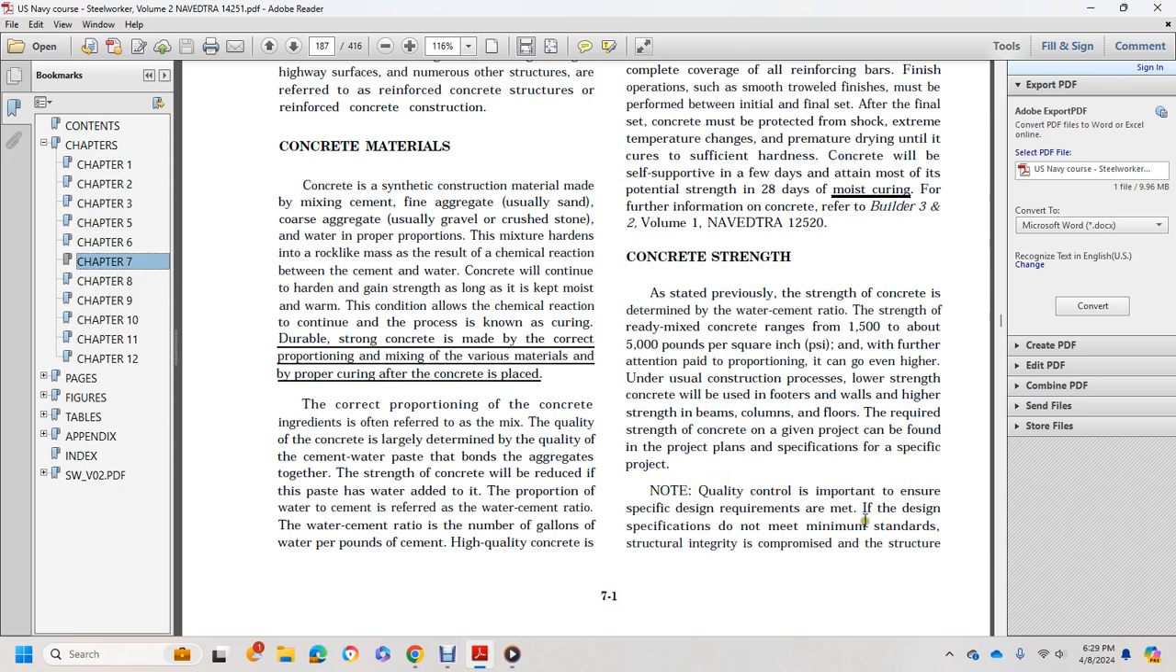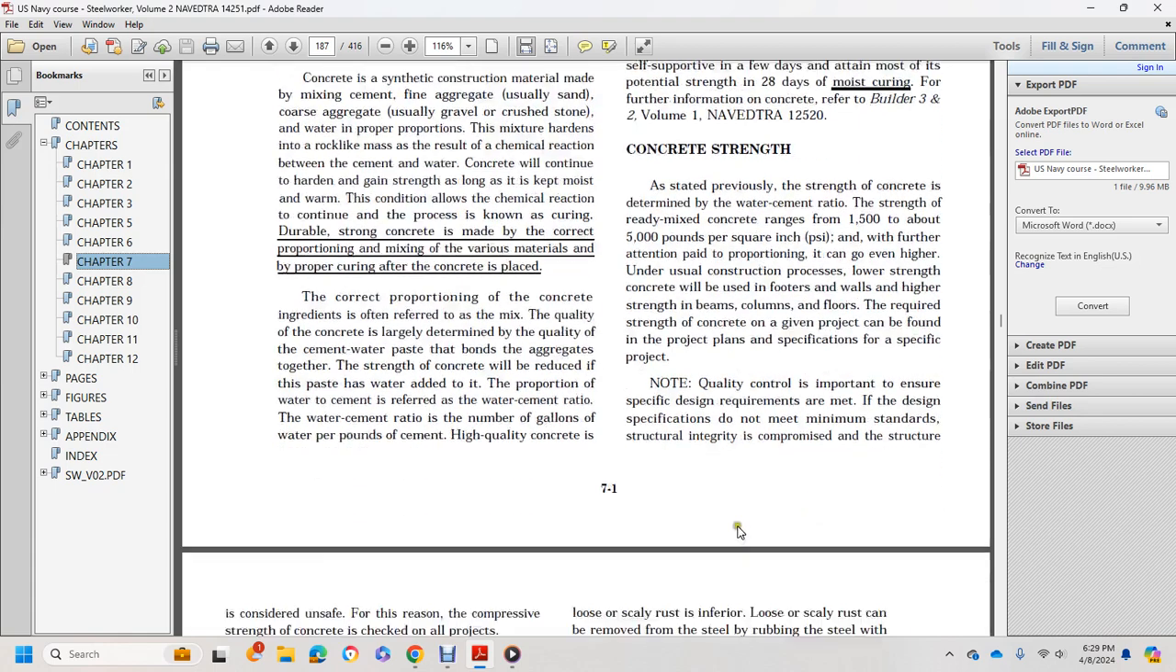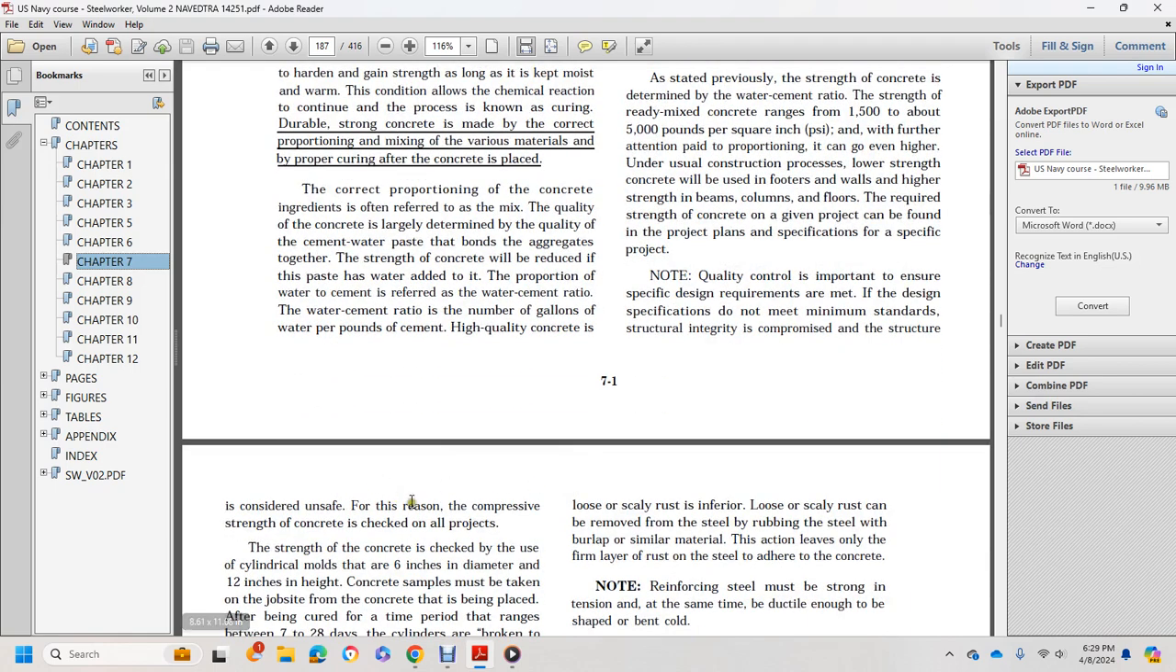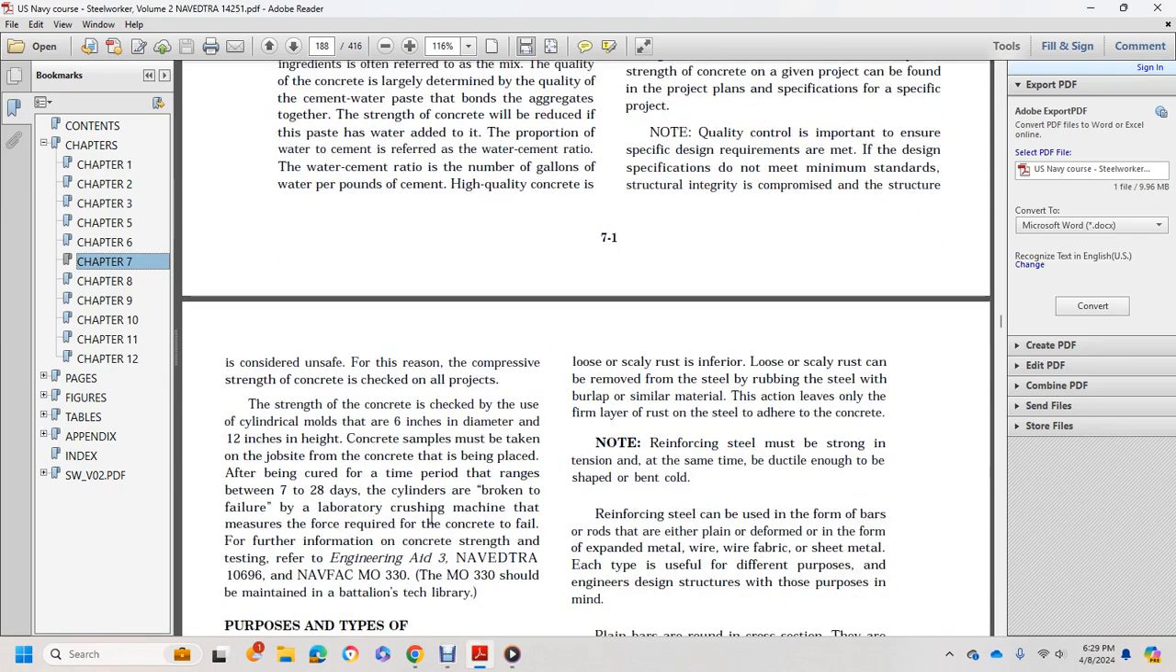If the design specification does not meet minimum standards, the structural integrity is compromised and the structure is considered unsafe. The tensile and compressive strength of the concrete is checked on all projects. Strength of the concrete is checked using cylindrical molds with a 6-inch diameter and 12-inch height. The concrete samples must be taken on the job site from the concrete that has been placed, and cured for a time period that ranges between 7 to 28 days. The cylinder is broken in a laboratory crushing machine that measures the force required to make the concrete fail. For further information on concrete strength testing, refer to Engineering Aid 3 and NAVFAC MO 330.